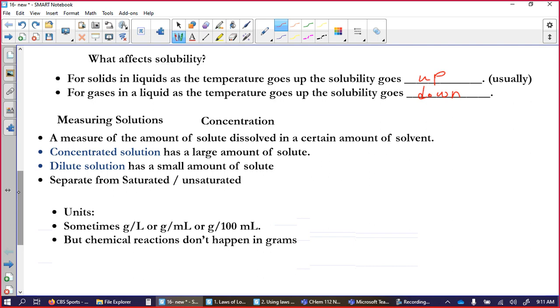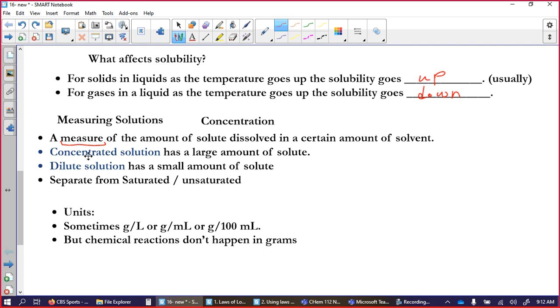Measuring solutions, so concentration. pH of water is kind of a concentration. It's a relative scale. Well, it's a logarithmic scale of concentration of the H plus ion. And it's a measurement. This is a quantity, and it depends on what you're looking at.